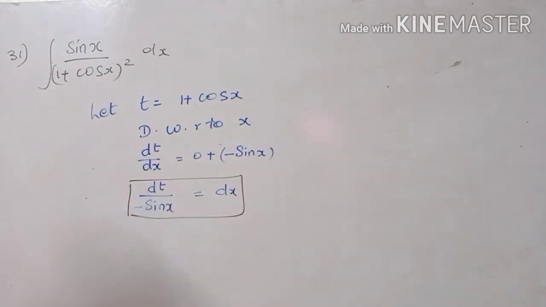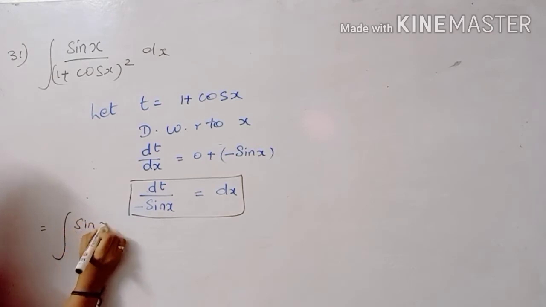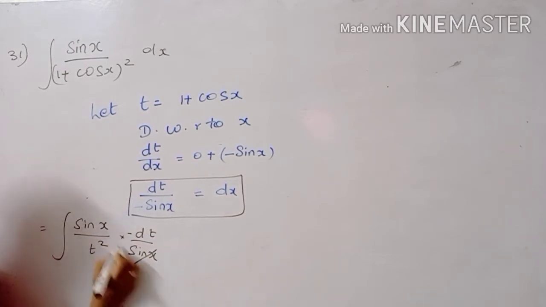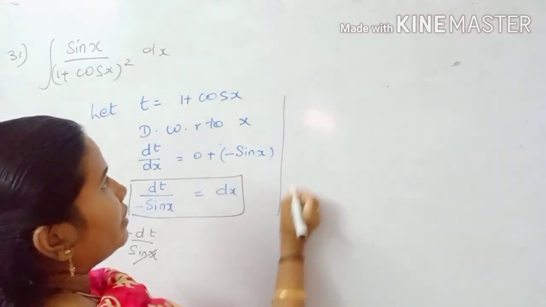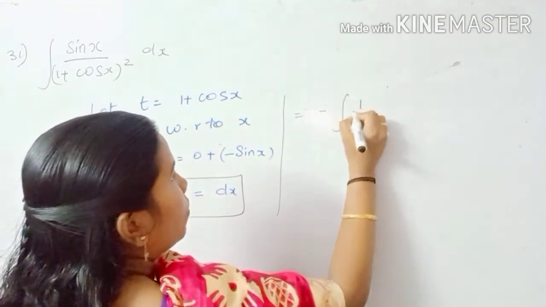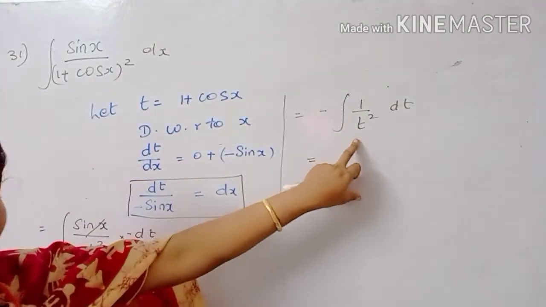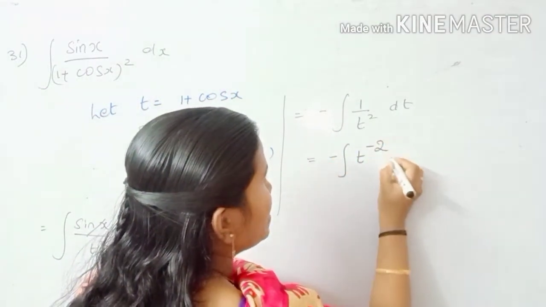So let us substitute in the question. This is equal to integral sin x divided by t square, and the dx value is minus dt divided by sin x. So this sin x will get cancelled and we are left with minus 1 by t square dt. This t square, when it comes to the numerator, becomes t power minus 2 dt.